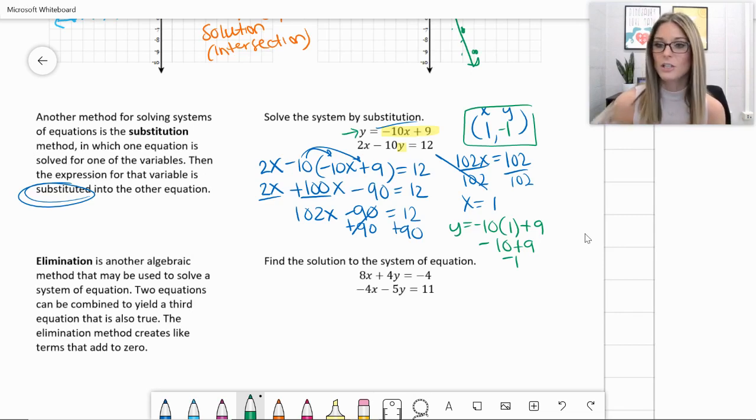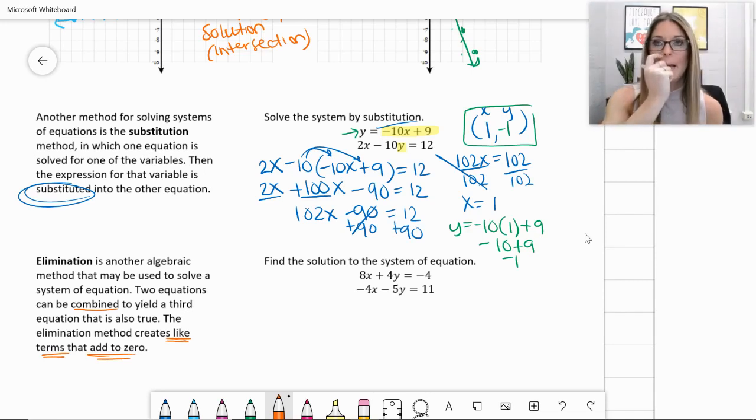Okay, substitution. You are literally substituting one of the equations into the other to help you solve for a variable, and then you use that information to solve for the second. Another algebraic method is called elimination. Elimination can be used to solve a system of equations. Two equations are combined to yield a third equation. The elimination method creates like terms that you can add to make 0.